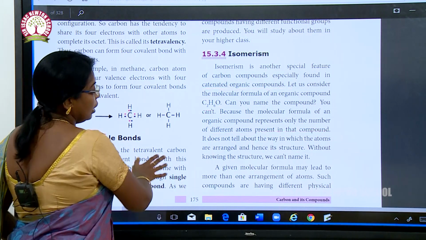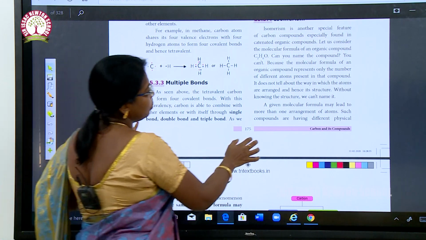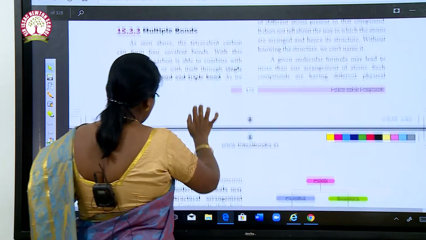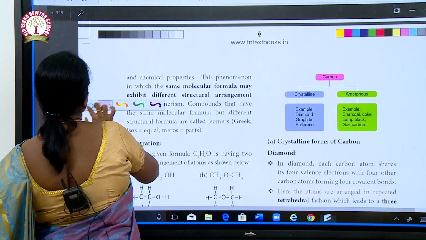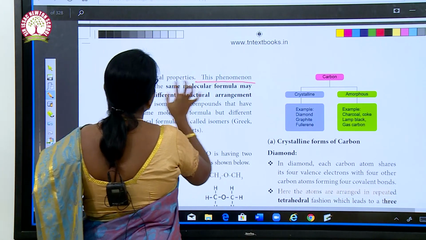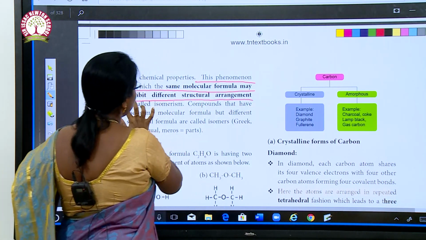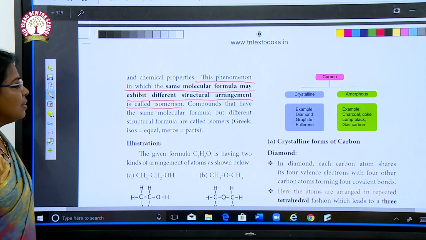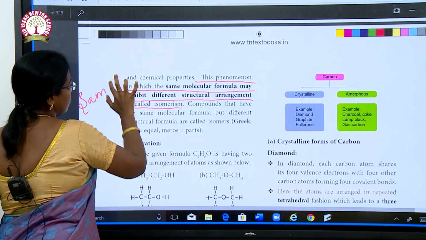A given molecular formula may lead to more than one arrangement of the atoms. Such compounds have different physical and chemical properties. Isomerism is the phenomenon in which the same molecular formula exhibits different structural arrangements. Same molecular formula, different structural arrangement.